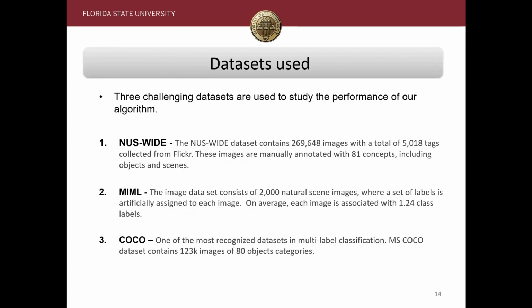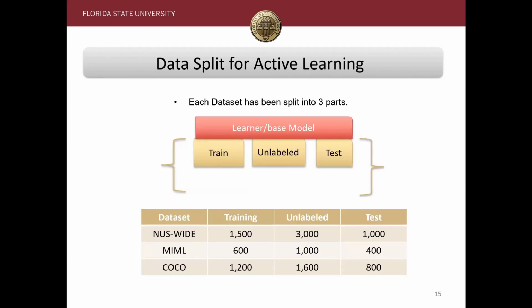So we use three challenging datasets in our experiments. The first one is NUS-wide. The NUS-wide dataset contains a lot of images with a lot of tags. MIML is also very famous, and COCO is one of the most recognized datasets with 123K images of 80 object categories. So we'll talk about how data split for active learning works.